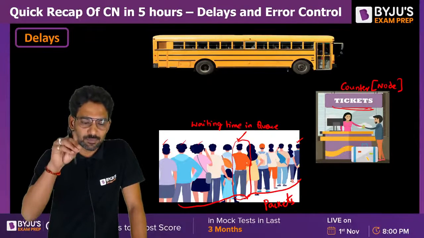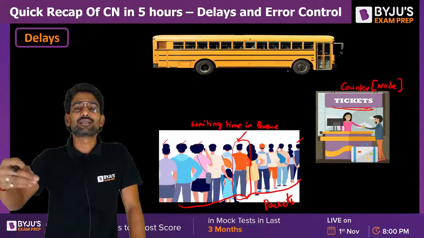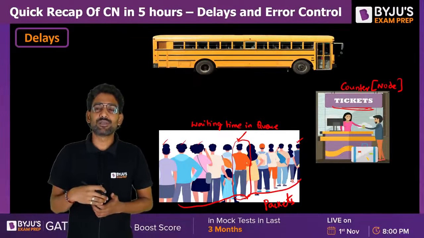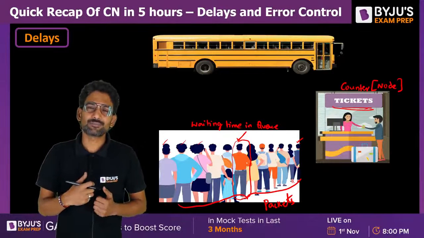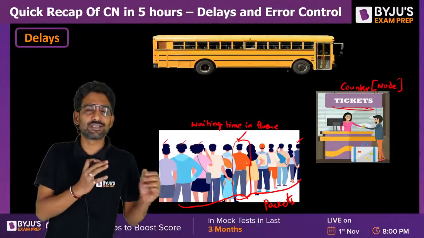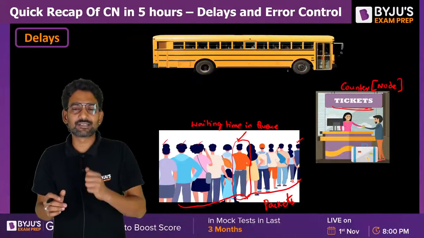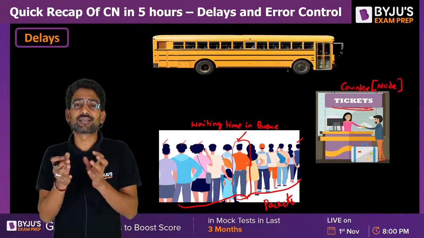So why is this person waiting? To reach the counter so that he can collect the ticket. Similarly, our packet should be processed by the node. Processing means what, sir? The packet is not forwarded directly, no? Your message, your data is not forwarded directly. It is added with some control fields, header, trailer.